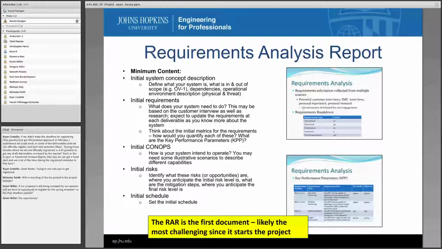Again, it's not a, hold on a sec here. I'm trying to get CJ in here. Yeah, you can register a little late. No problem. And Nicholas, yes, the recording will be posted, and you'll also get this there.